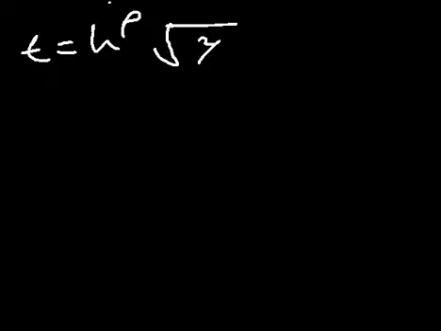Let's try to go through the following problems. What if we have, let's say, a formula where a term is given as h to the power p times the square root of 2 over g? What is the value of the exponent p that makes the formula dimensionally consistent? This is the term, this is the height, and let's say g is the acceleration due to gravity.